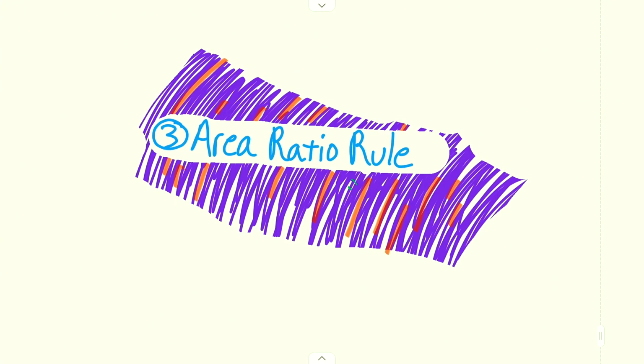Okay, welcome to the next section, which is about the area ratio and the rule that goes with it. This rule is more detailed than the aspect ratio rule and gets us closer to the nitty-gritty of what's really going on in those apertures.